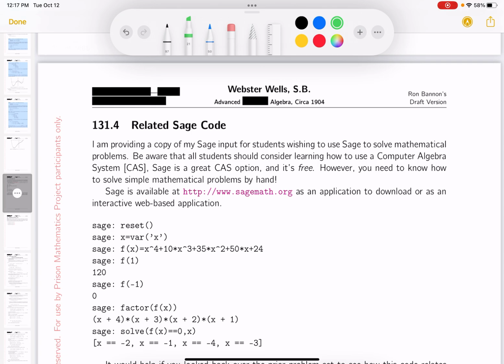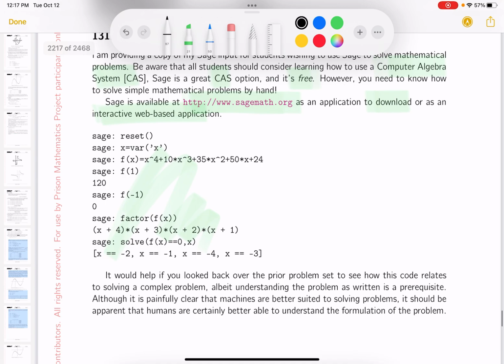What do we want you to do now? Sage. What's Sage? The computer algebra system, or a CAS. It's open source software, meaning it's free to download. You don't have to pay for it. You can contribute money to it though. They would like that. Interactive web-based application. And there's a bunch of code over here. What I'm going to claim over here is I'm not really that interested in Sage at this point. What Wells would want you to do is do things by hand. And you're going to learn a lot by that.